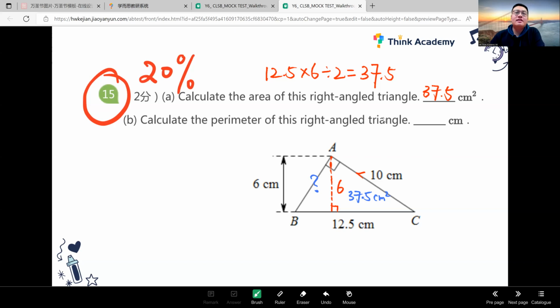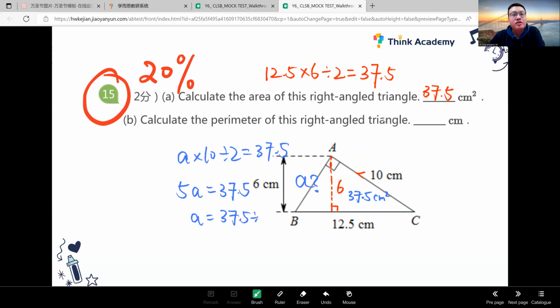Do you know why? I'm gonna set the length of AB as letter A. How about that? So A times by 10 divided by 2 equals to the area, which is 37.5. You already got it from the first question. So now you see you can find A, because if you use A times by 10 divided by 2, basically times by 5. So 5A equals to 37.5.